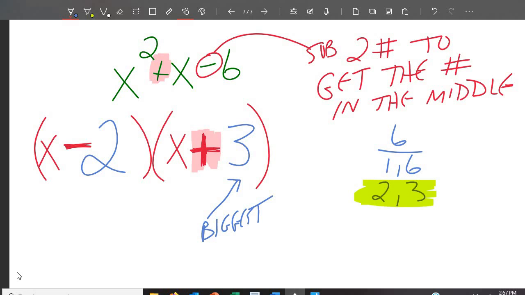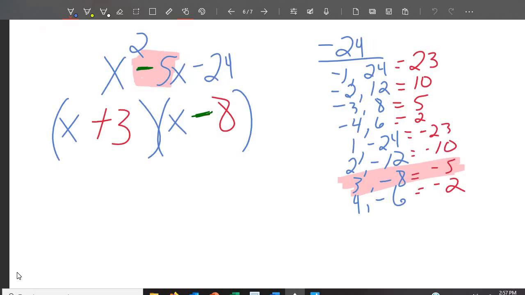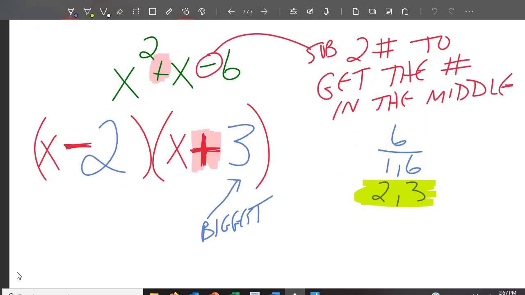I'm just kind of showing you a little shortcut. You don't have to do this. The best way to do it, maybe like this one, is to list all the factors and you'll know which sign goes where, but you eventually need to learn these little shortcuts to help us do it a little faster.